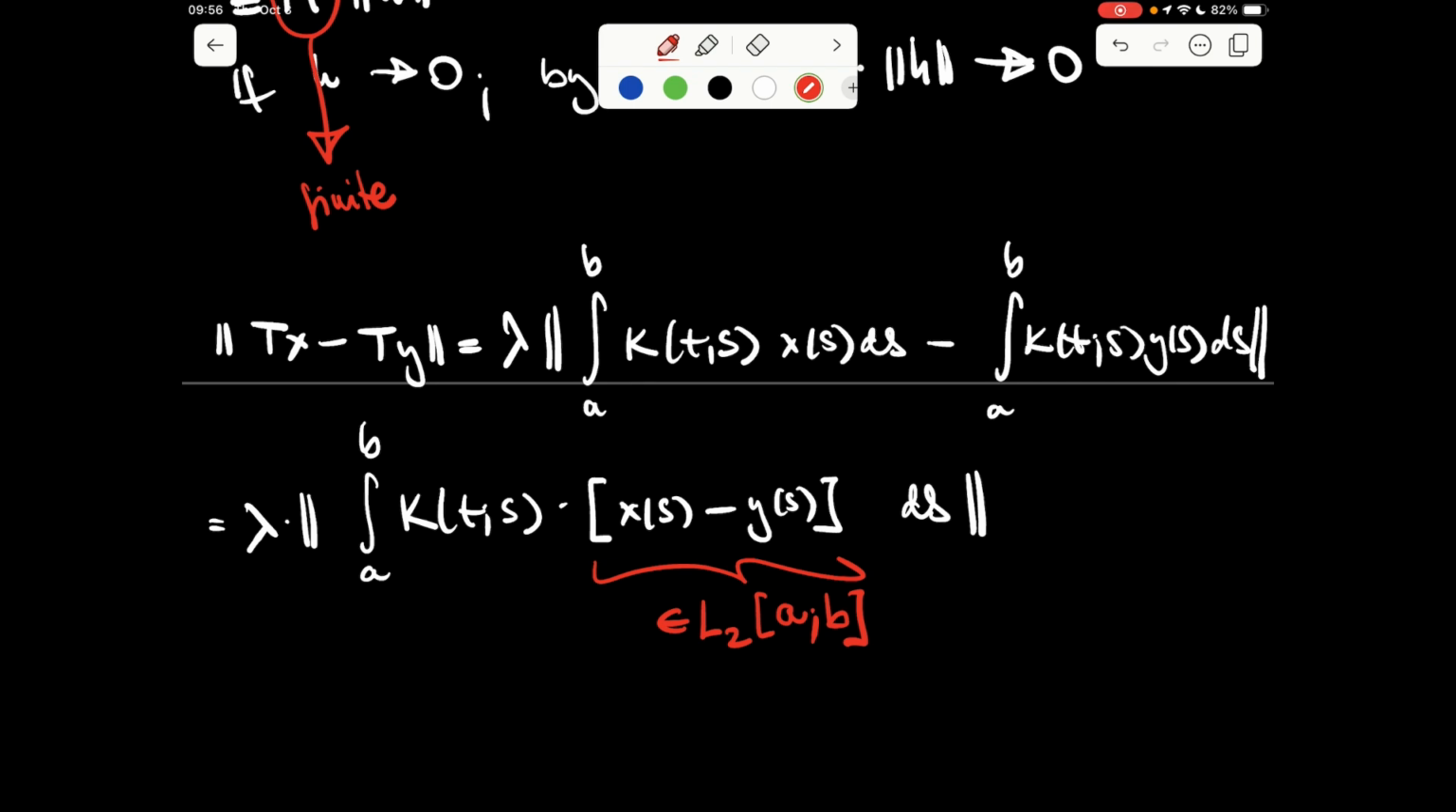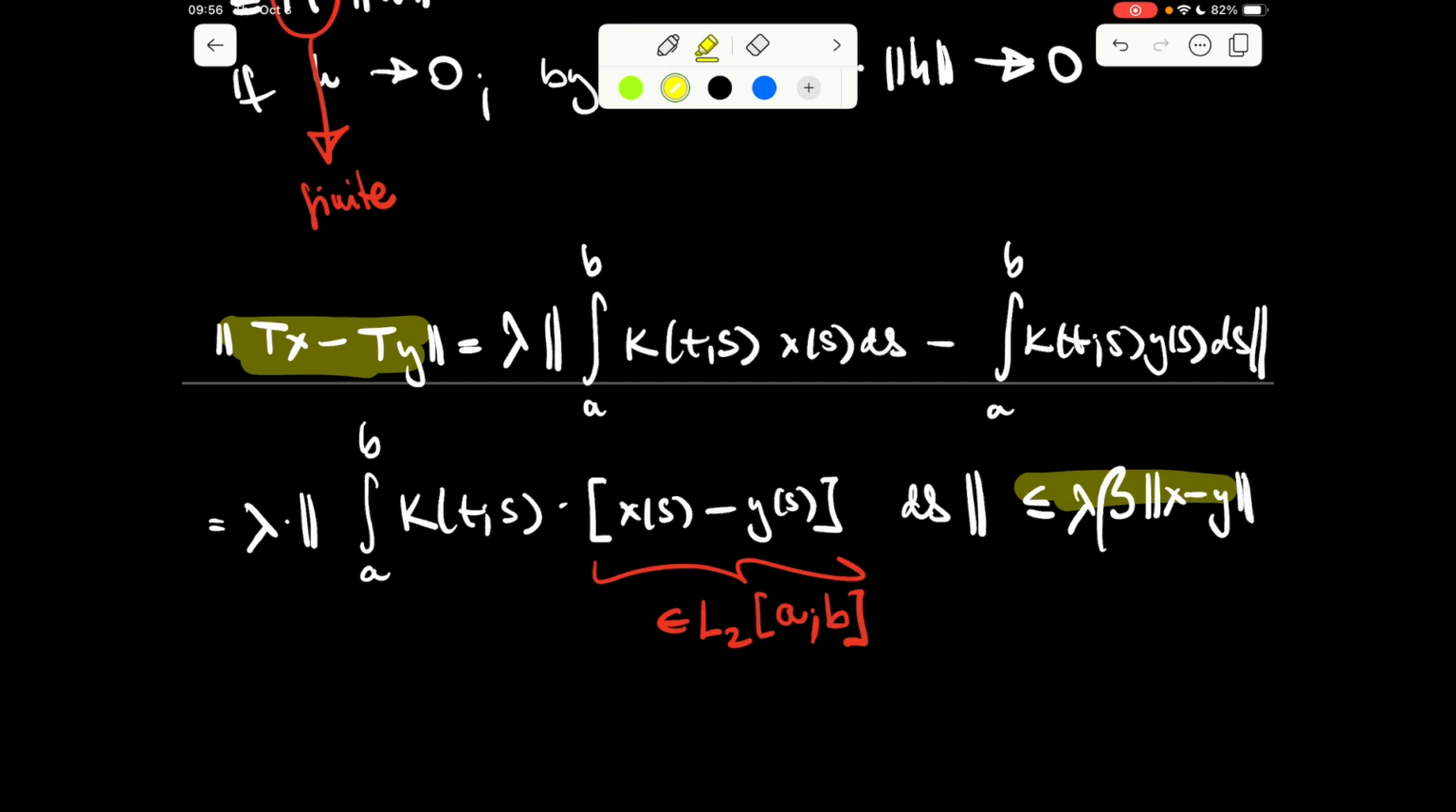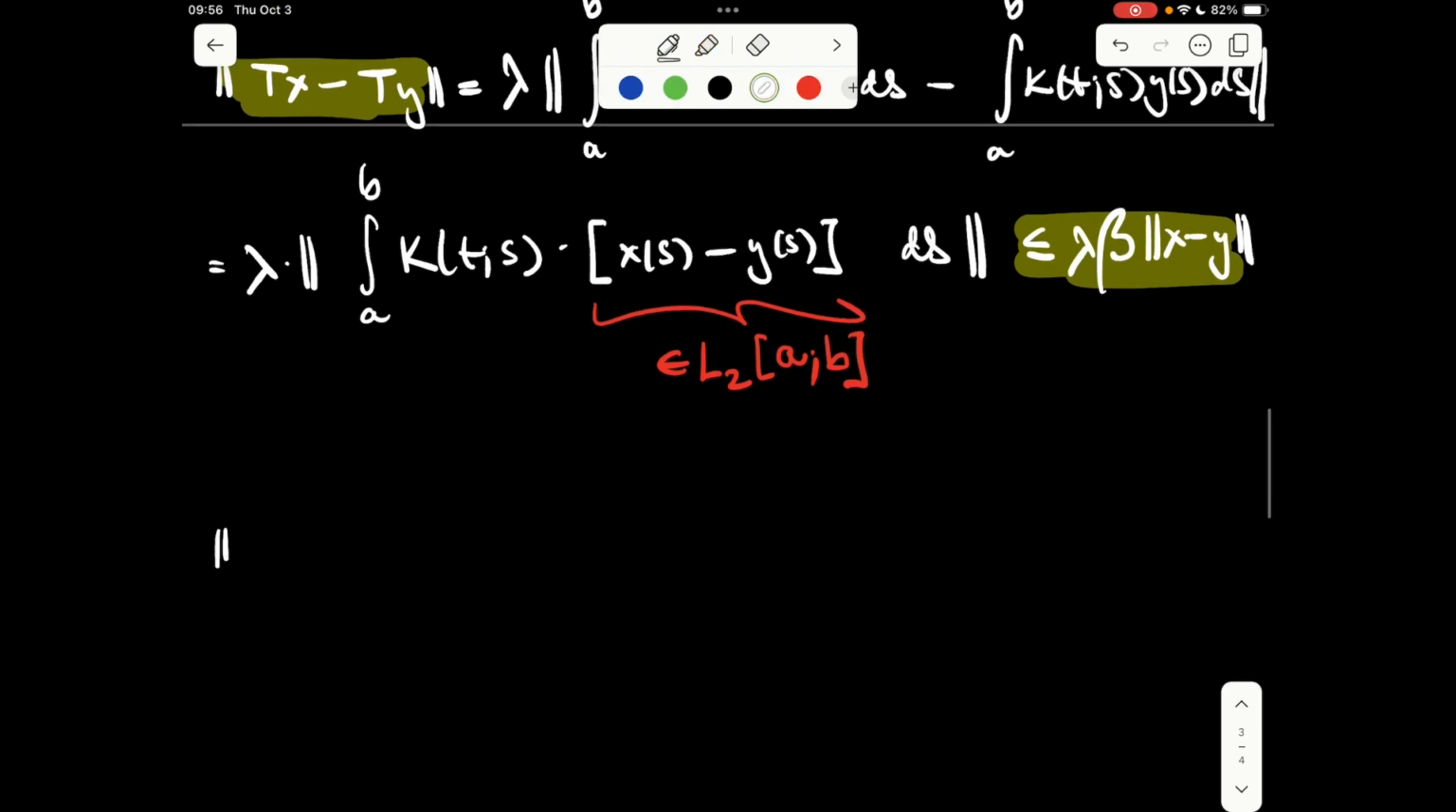And by our previous results, it follows that this inequality holds. Okay, so this is the point, and the other end is the point. So now we have this inequality. Let me highlight it for emphasis.